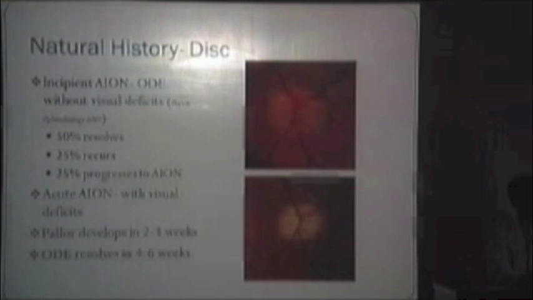In 25% of these patients, there was a recurrence of disc edema, and in another 25%, this disc progressed to ischemic optic neuropathy. When it does progress to ischemic optic neuropathy, it presents as acute AION with visual field deficits. Pallor develops in about 2 to 3 weeks, and disc edema typically resolves in 4 to 6 weeks. If it does not resolve in 4 to 6 weeks, it's time for imaging and lumbar puncture, because then you're talking about other causes, especially compressive causes, infiltrative causes.